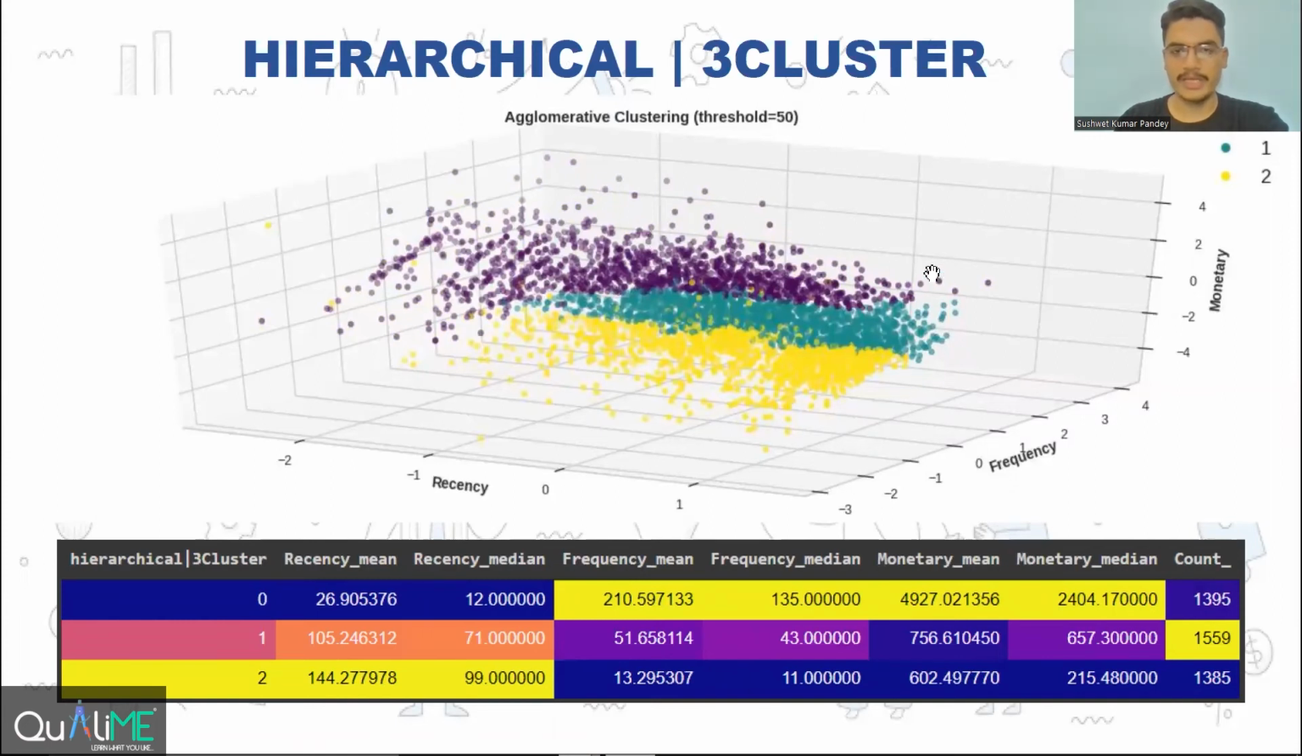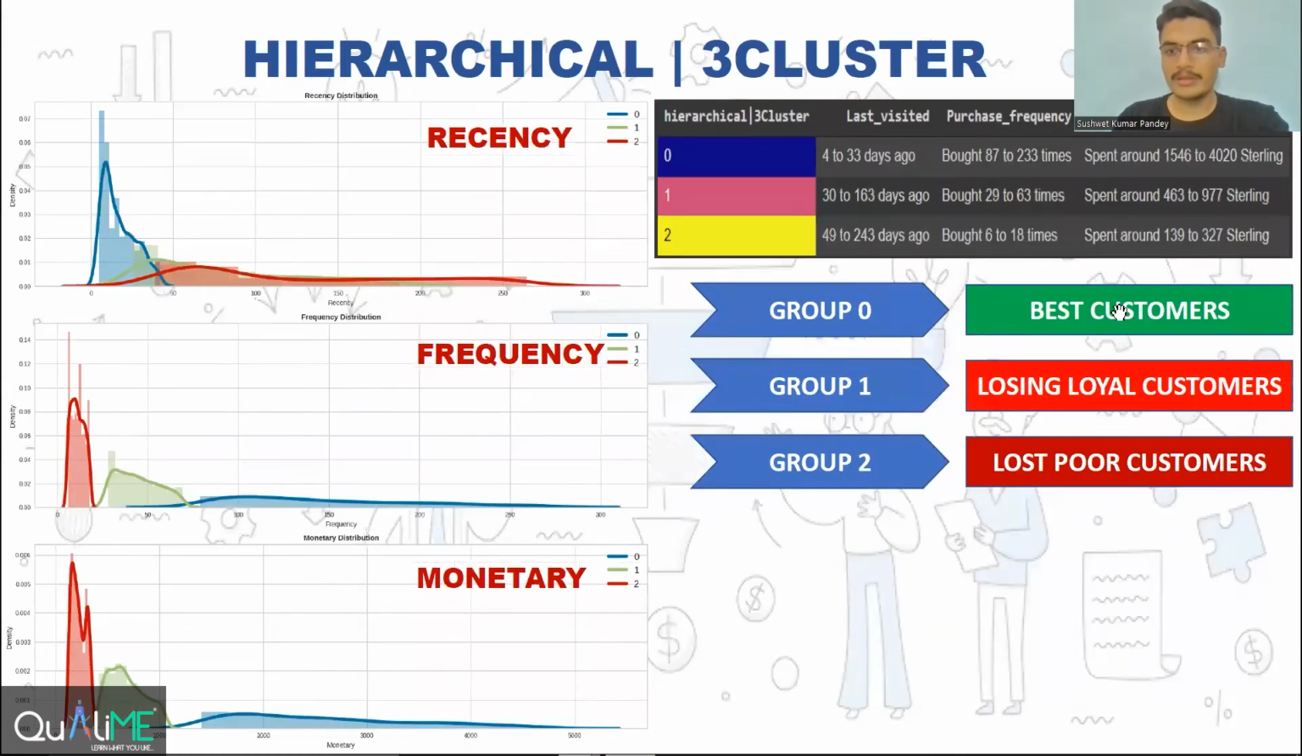If we take the threshold to be 50, we are getting 3 clusters from hierarchical agglomerative clustering. So these are the stats of all the groups. Group number 0 are the best customers. Group number 2, these are the worst customers. So as we discussed, group number 0, these are the best customers. They are spending a lot of money. Group number 2 are the lost poor customers. They have not visited recently, and they are not spending a lot of money.